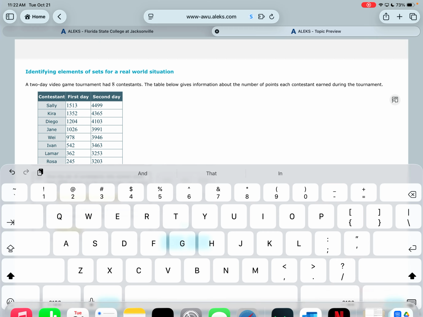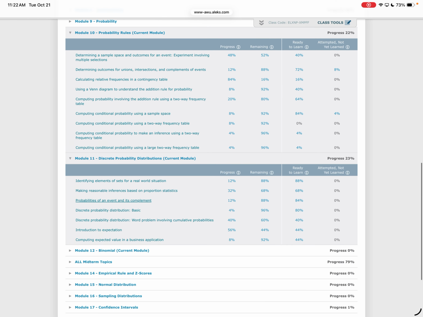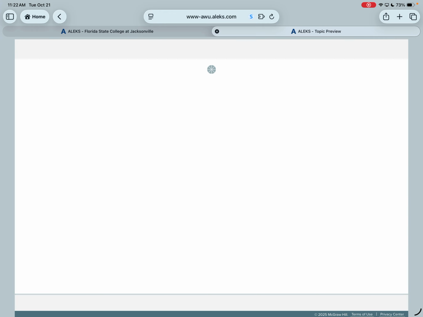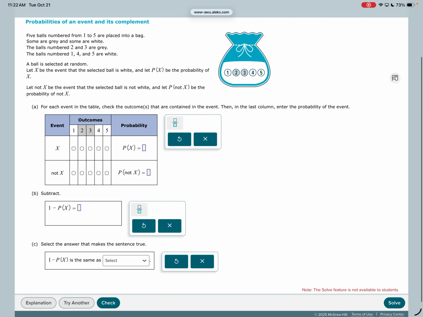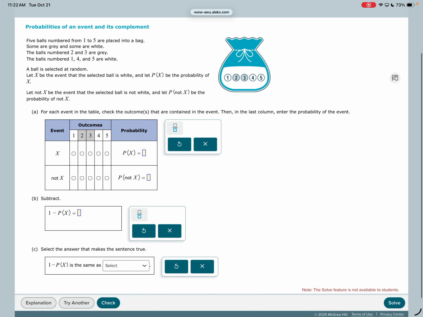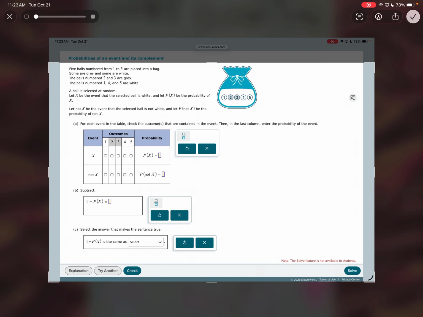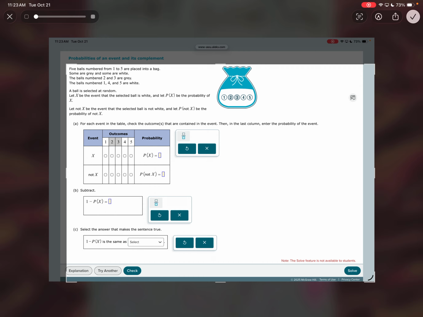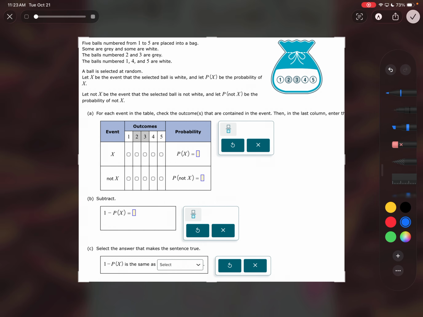The next one says probability of an event and its complement. We already did that, right? No, maybe we haven't done this problem. I think I can do this. All right, so this one kind of walks you through how a complement and the probability works. You all know this in your head, but just to see it written out is kind of nice. So you have these balls right here. The thing you got to pay attention to on this is this right here.